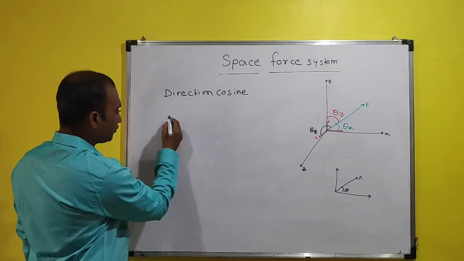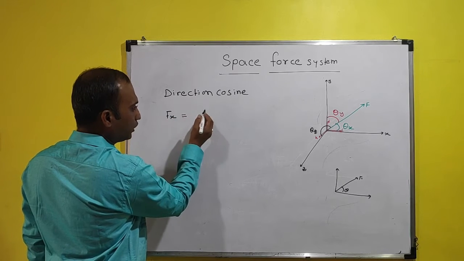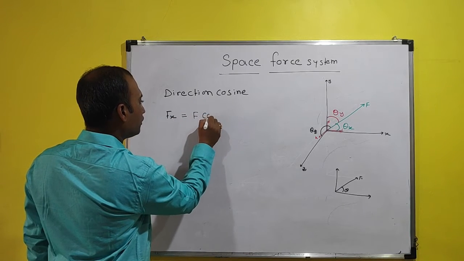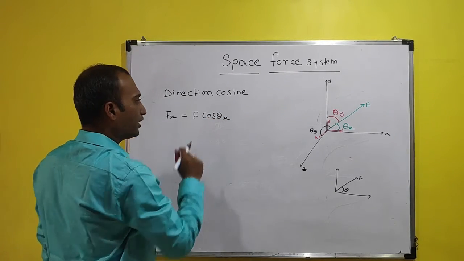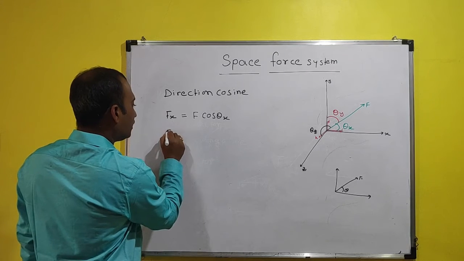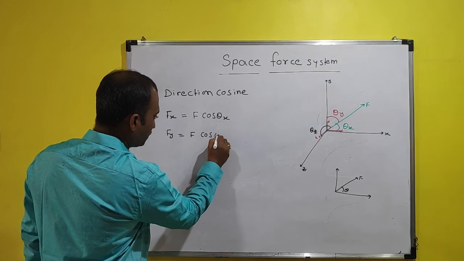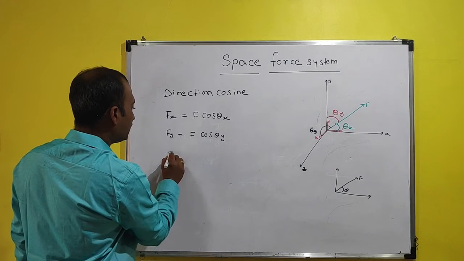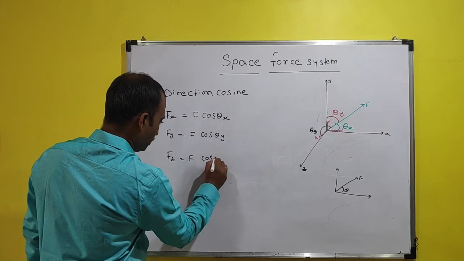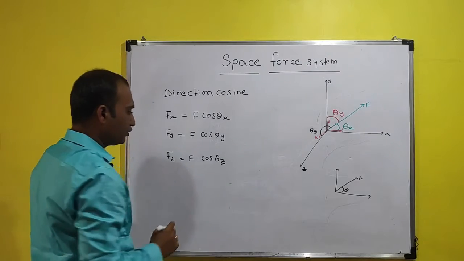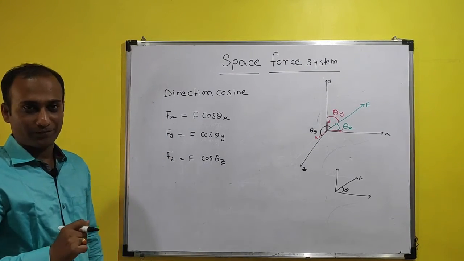So let's write the components. First, Fx is equal to F cos theta x. This is along the x direction. Then in the y direction, the component of this force will be F cos theta y, and similarly in the z direction it is equal to F cos theta z. So these are the components of this force in each direction.